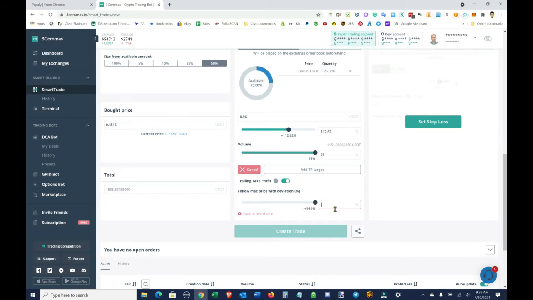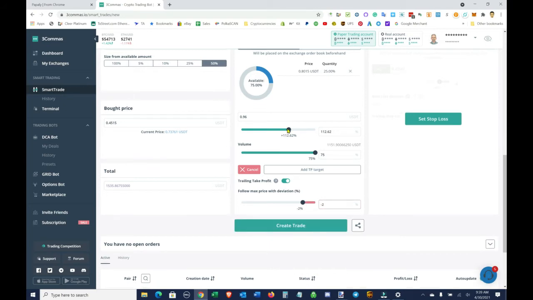So negative, we'll just say -2. What that means is when it hits 96, it will actually keep following it up. But once it goes past that, and I'm not exactly right, but in principle, you know what I'm saying. Once it goes up past that, and this 2% deviation, then it pulls back down, then it's going to go ahead and make a market trade to get you out of it.